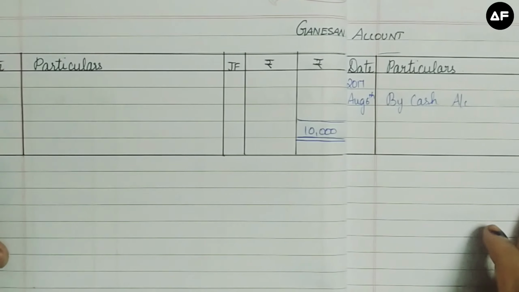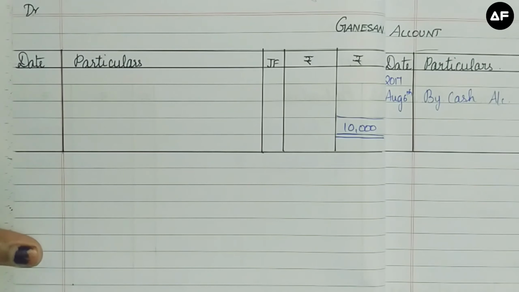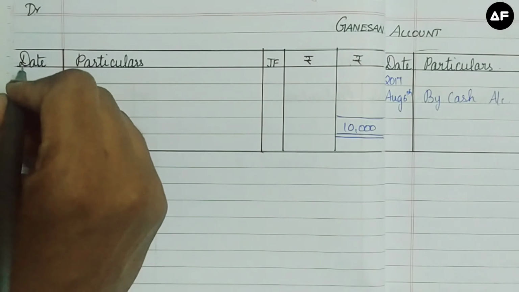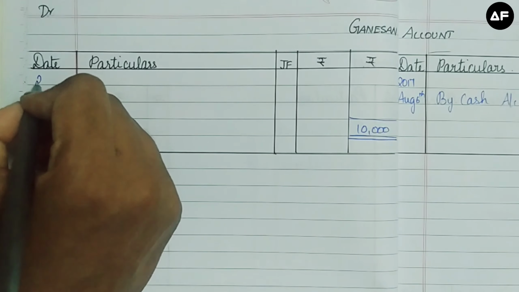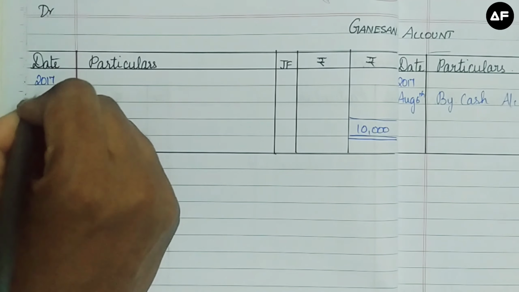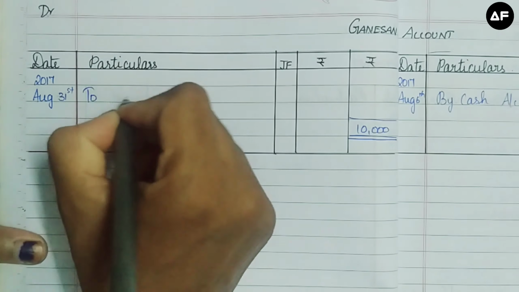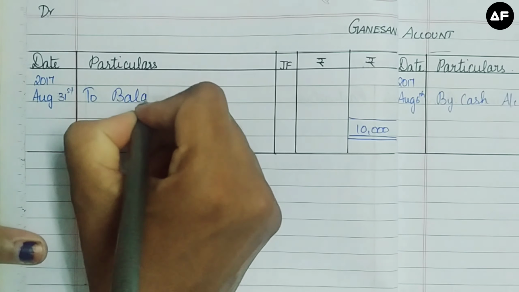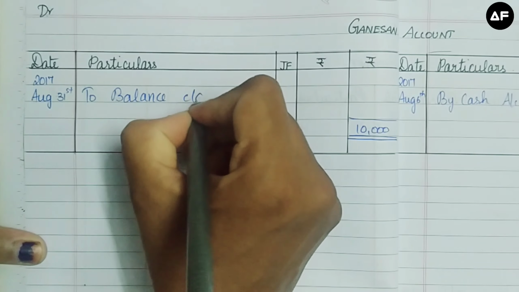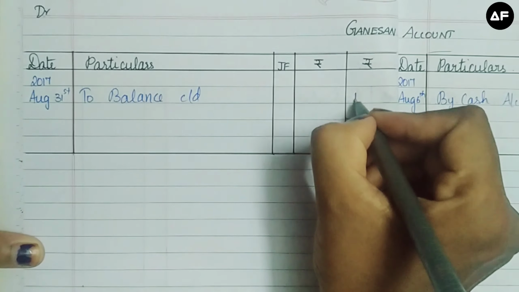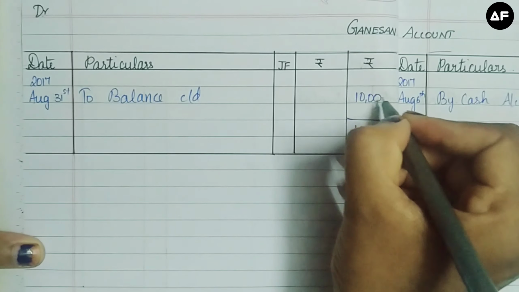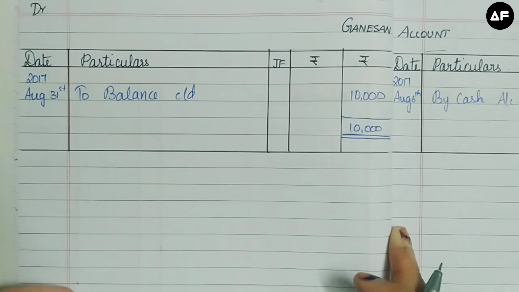My credit side has nothing, so therefore my balance is going to come on my credit side. So record the balance on the last day of the month, August 31st, to balance carried down. It's going to be the same amount, that is 10,000 minus nothing is the same 10,000 rupees. So this balance has to be carried forward to the next month.